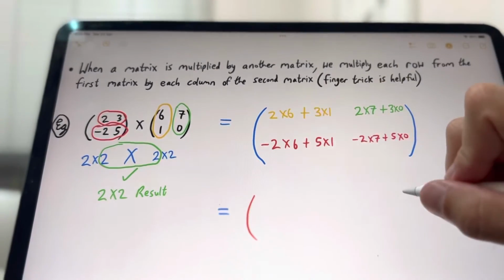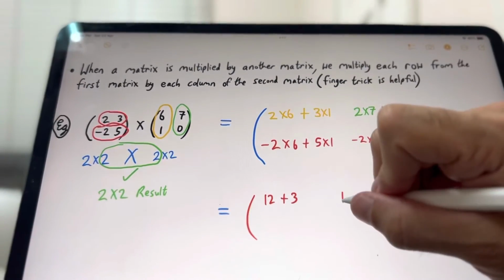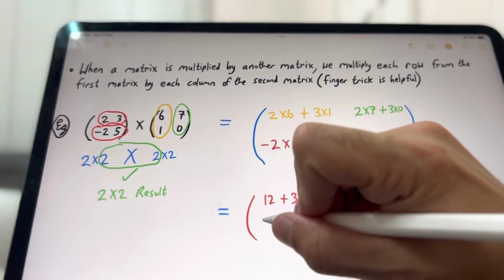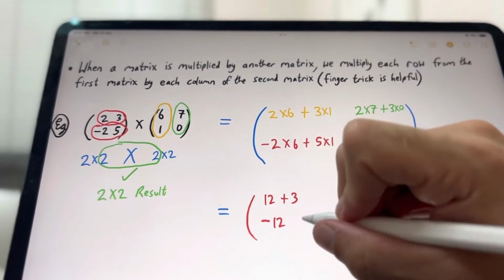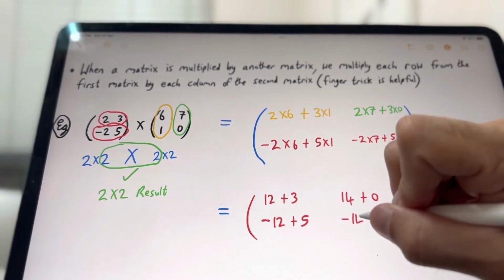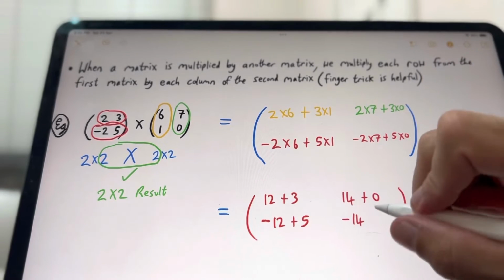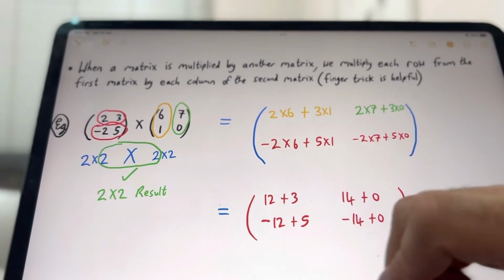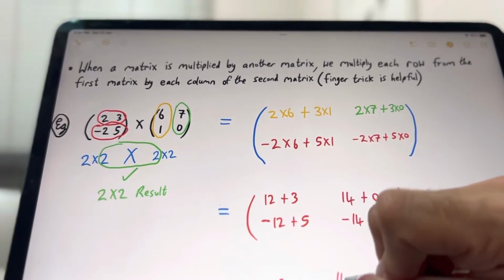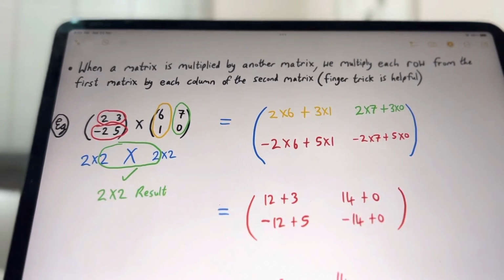And we simply work these out. 2 by 6 is 12, 3 by 1 is 3, 2 by 7 is 14, 3 by 0 is 0. Negative 2 by 6 is negative 12, 5 by 1 is 5. Negative 2 by 7 is negative 14, plus 5 by 0 is 0. And we get 15, 14, negative 7, and negative 14.